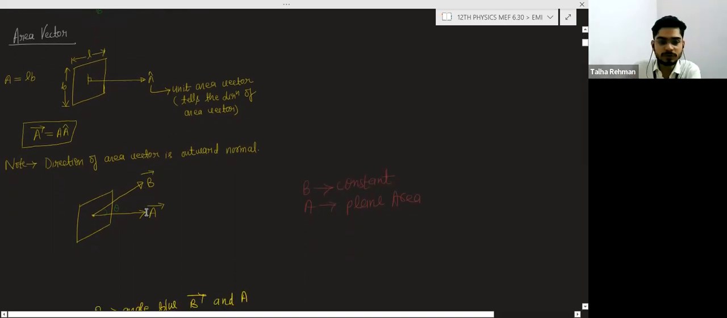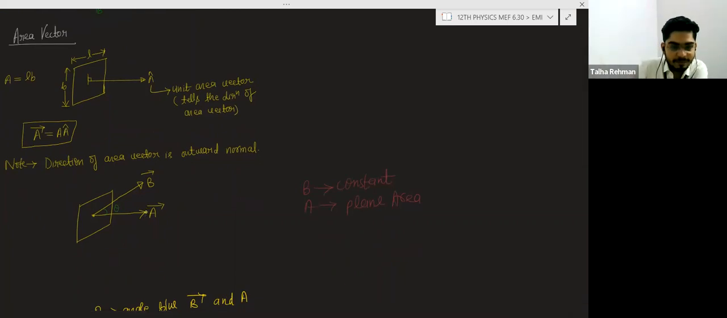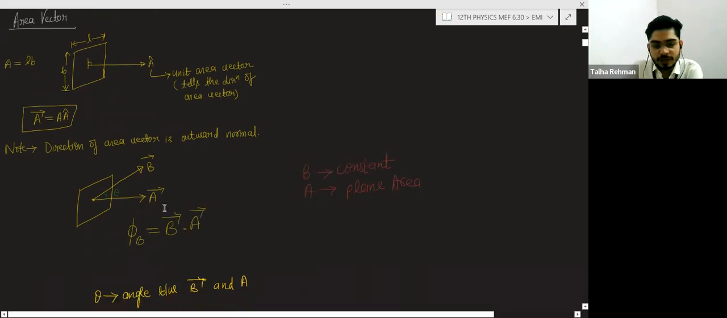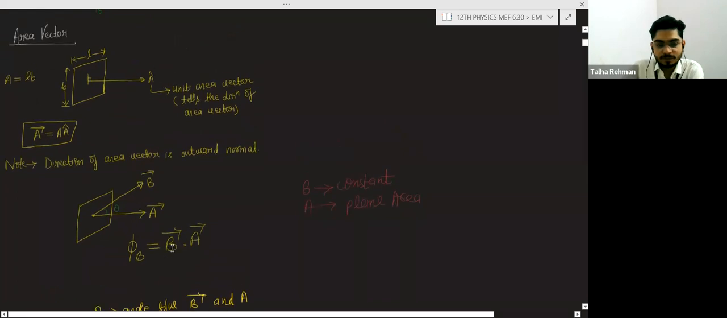Now, how will we write the magnetic flux mathematically? Magnetic flux is given by B dot A. What is B? B vector is the magnetic field vector, and A vector is the area vector.